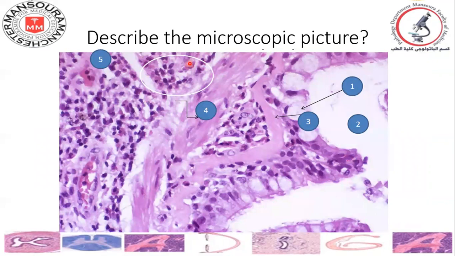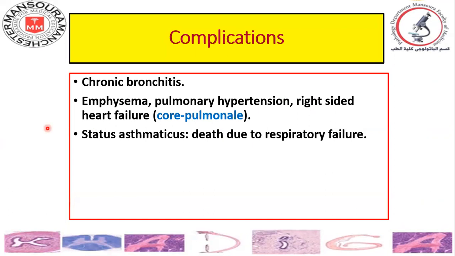So if you want to describe a histologic section of the airway in case of asthma, we can see here an increased number of goblet cells, presence of mucus in the lumen, thickening of the basement membrane by collagen deposition, hypertrophy and hyperplasia of the smooth muscle, and an increased number of inflammatory cells rich in eosinophils. If there is a deeper section, we can see hyperplasia of the mucus gland.